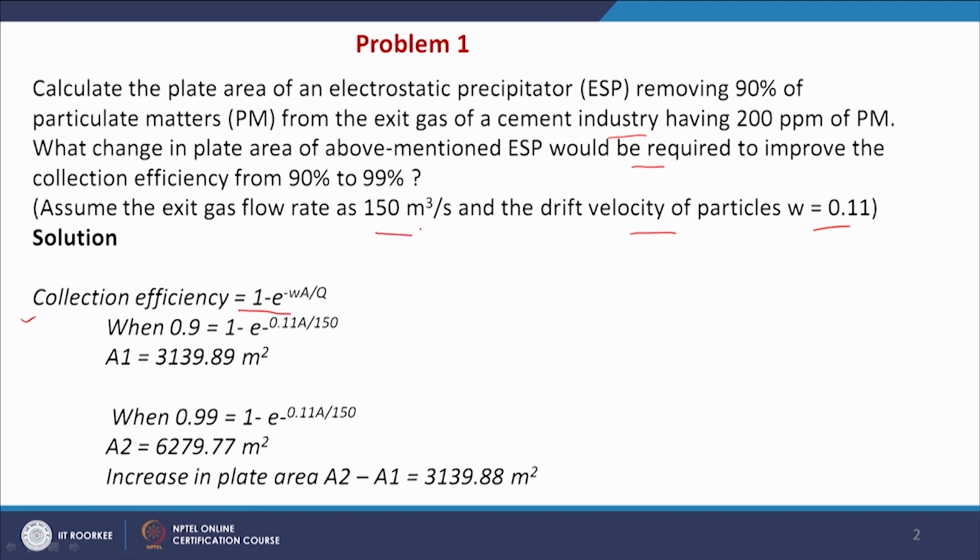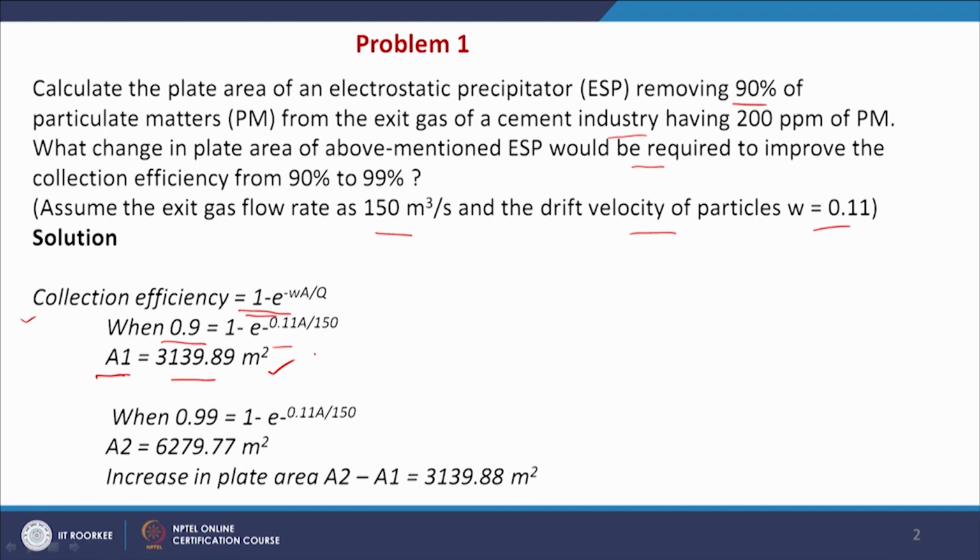It is given that Q is 150 meter cube per second, and the W value is given. In this expression efficiency is also given, that is equal to 90%, so 0.9 we will put here: 1 minus e to the power minus 0.11 A by 150. From these expressions if we calculate, we will get the value of A. For the first case, assuming A 1, we are getting 3139.89 meter square. So, this is the area which is required to get 90% efficiency for these applications using the ESP.